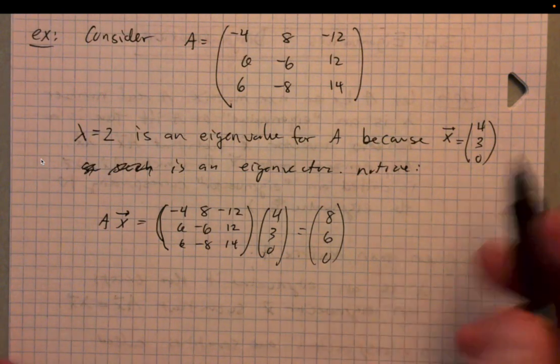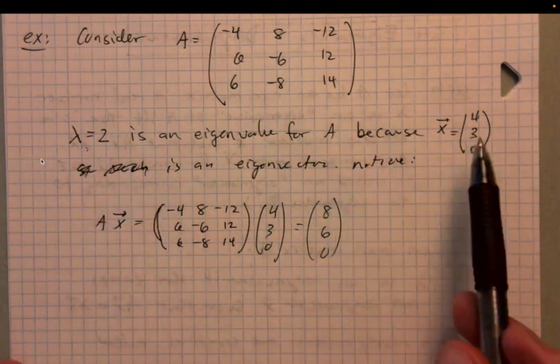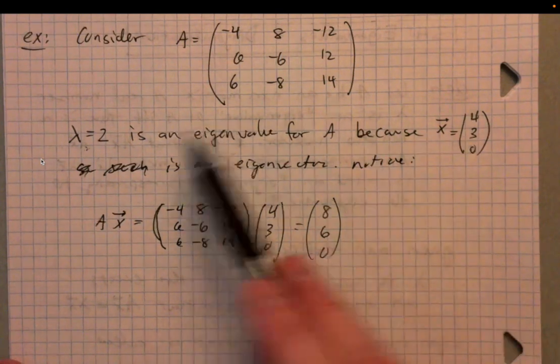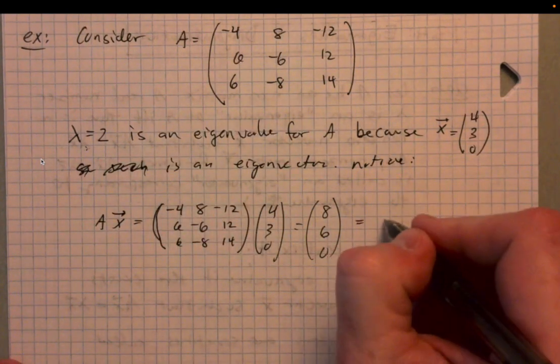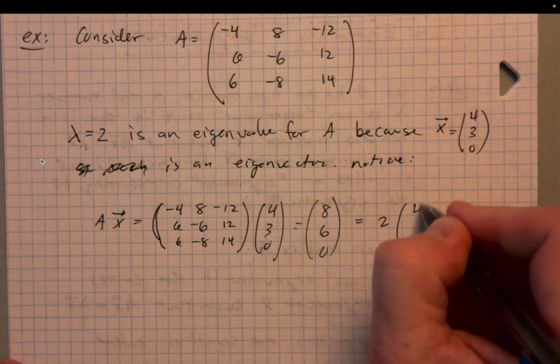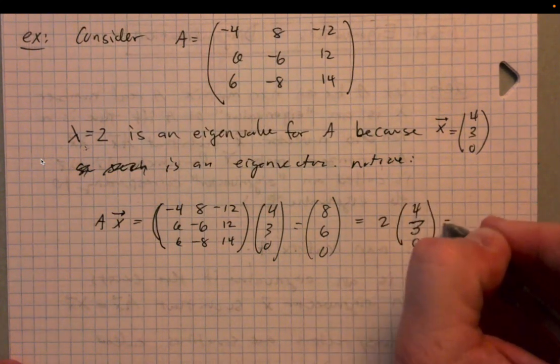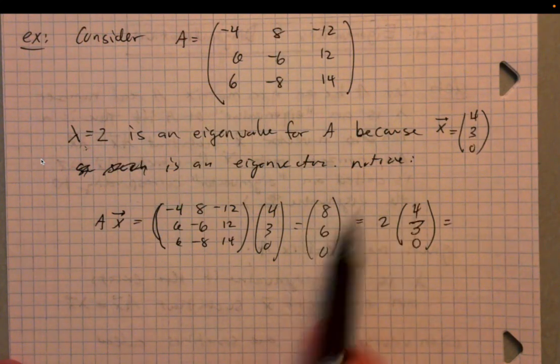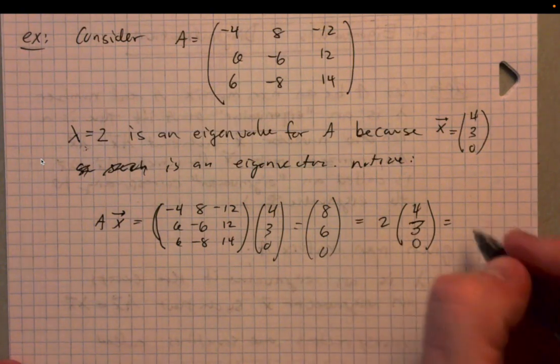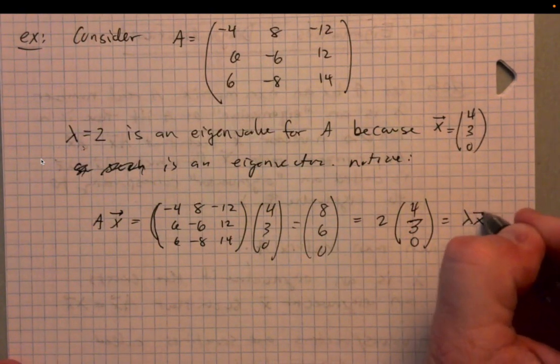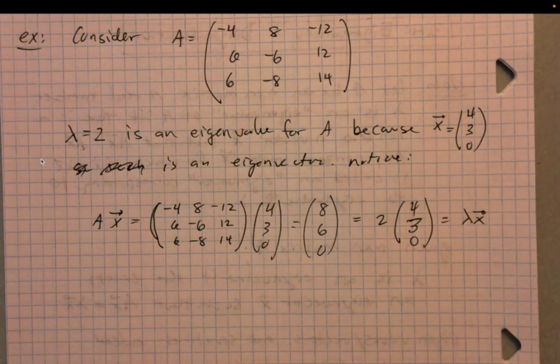Okay, now the eigenvalue is 2 and this is an eigenvector corresponding to lambda equals 2. And so it better be true that this eigenvalue of 2 times 4, 3, 0 is equal to 8, 6, 0. And that's obviously true, isn't it? 2 times 4 is 8, 2 times 3 is 6, 2 times 0 is 0. And so that's our lambda times x. So this is a very clean example of an eigenvalue-eigenvector relationship in some matrix A.